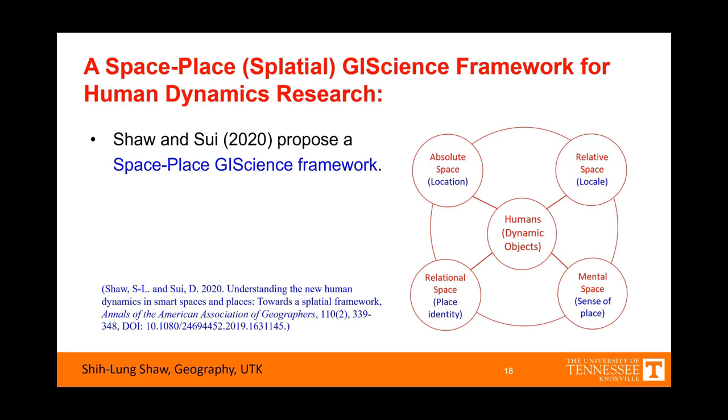If we rely on the concept of location in absolute space only, we won't be able to handle a lot of data and challenges efficiently and effectively. So we introduce other concepts: locale in relative space, that's your local context, your surrounding environment. I will give you examples in a minute. Also relational space with identity. For example, in online social networks, in most cases we don't care who is physically located where. We just want to know how we are connected with each other. And also mental space.